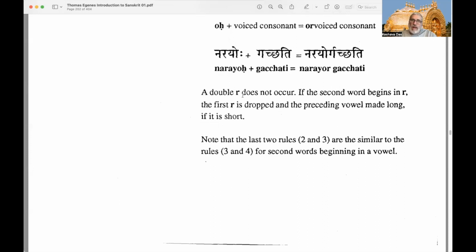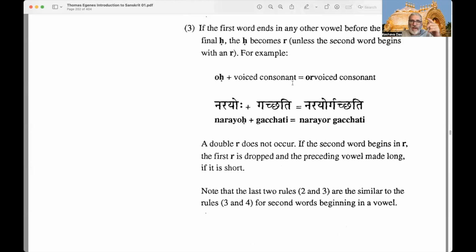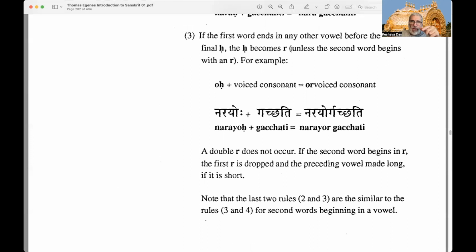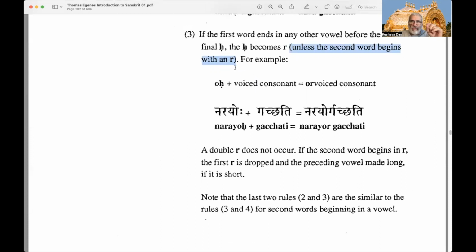So a double R does not occur, right? So this is his caveat up here, his little exception in brackets. He says double R does not occur in Sanskrit. Okay, so if you ever see a double R, it must be a typo. So unless the second word begins with R, is this caveat, this rule up here.